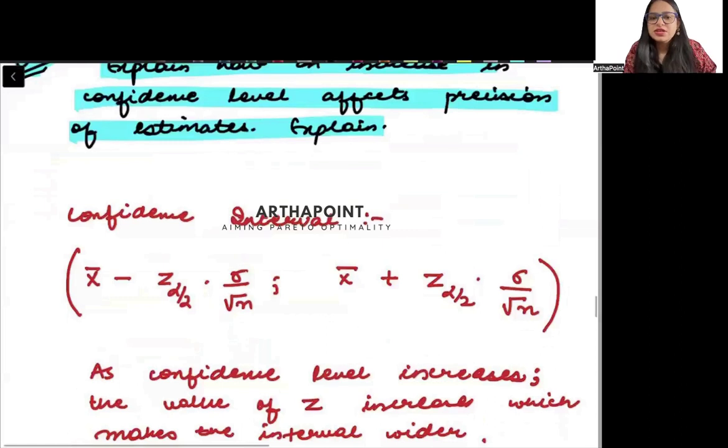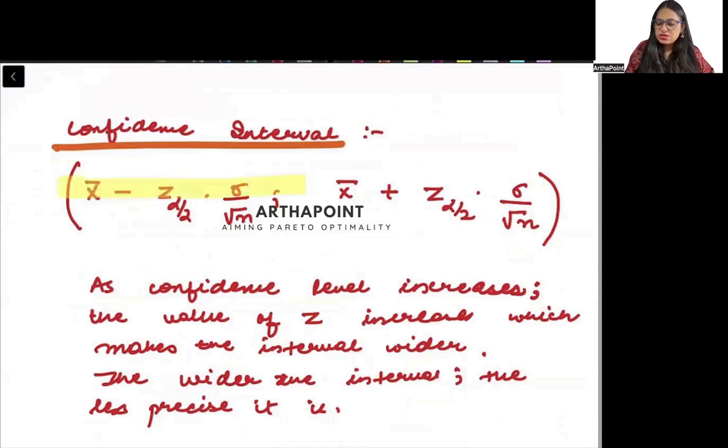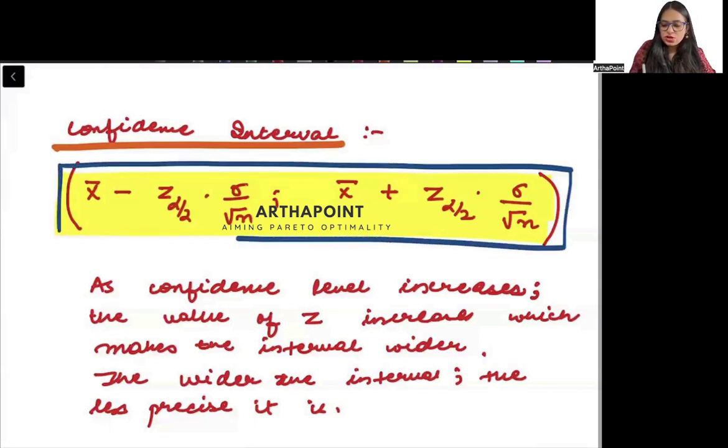So the confidence interval can be written as x bar minus z alpha by 2, that means the value of z, into sigma by root n, comma, x bar plus z into sigma by root n. This is how you can go ahead and tell about the confidence interval. This is how we talk about confidence interval, right, beta?